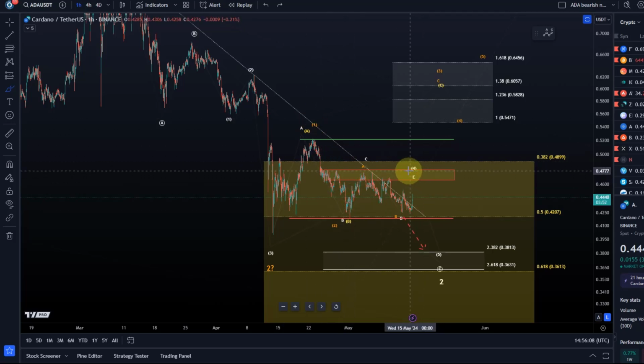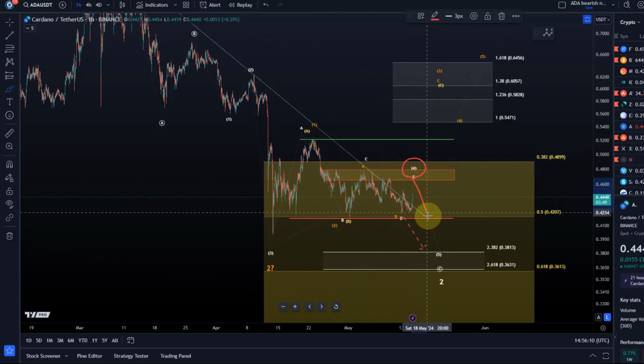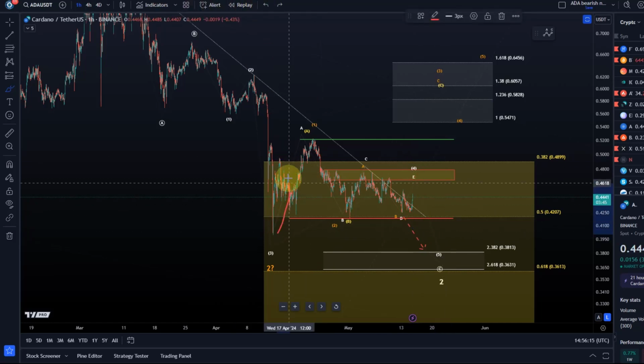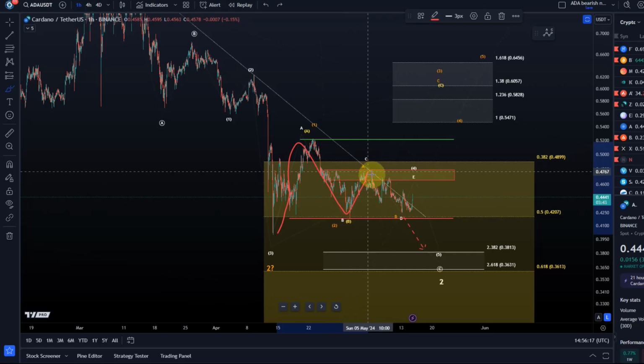In a triangle pattern, this could be a wave 4 triangle, which could lead to one more low in wave 5. And in this triangle, we have an A wave, a B wave, a C wave, a D wave, and this could be an E wave rally. And then we might go down from there.